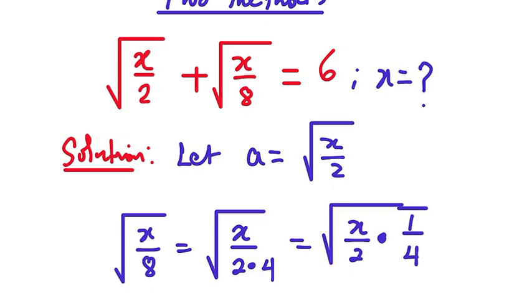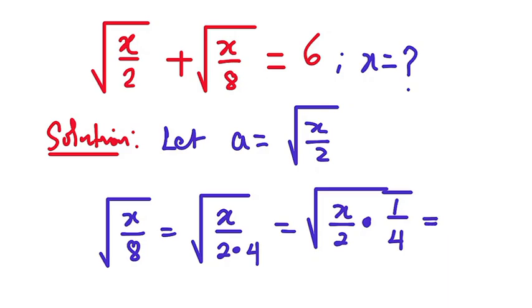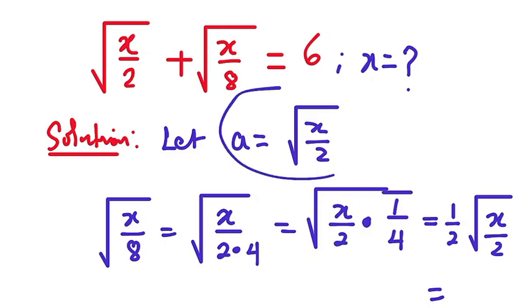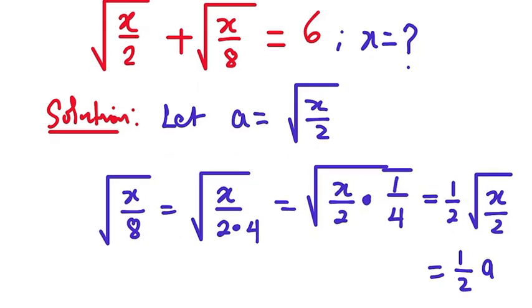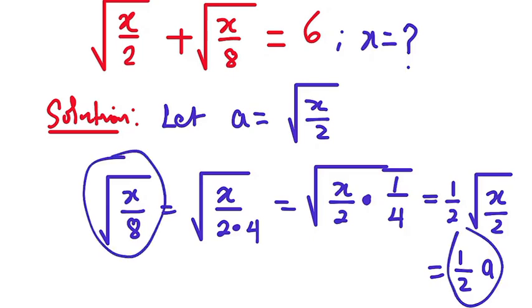Understood? Now taking the square root of the 1 over 4 inside, that will be 1 over 2, then the square root of x over 2. Since we've already said a is the square root of x over 2, this becomes 1 over 2 times a. So we have this equal to this.